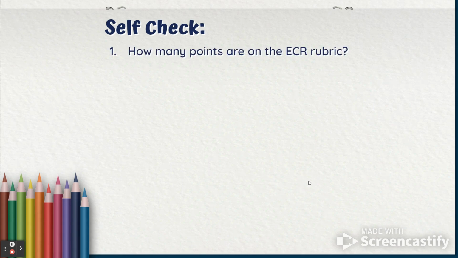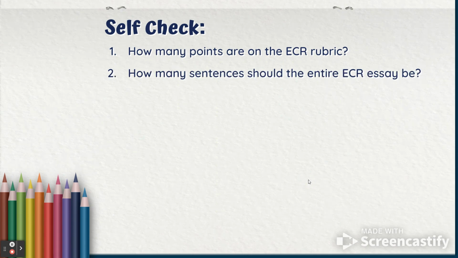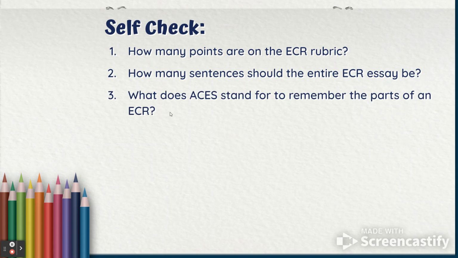How many points are there on the ECR rubric? There's 5, 3 for content and 2 for spelling and grammar. How many sentences should the entire extended constructed response essay be? At least 8. It might be more than that, but 8's probably the minimum. What does ACES stand for to remember the parts of an ECR? So the A is to answer the question, the CE is to cite evidence, and then the S is to summarize your answer.